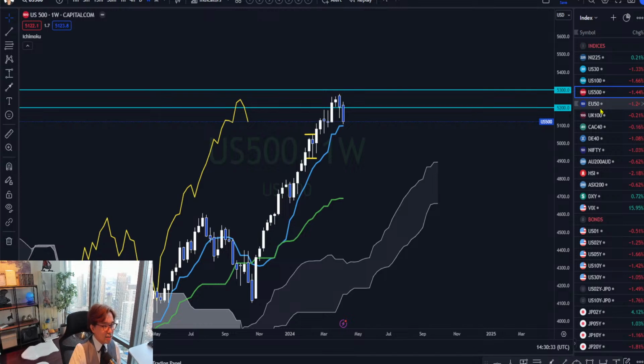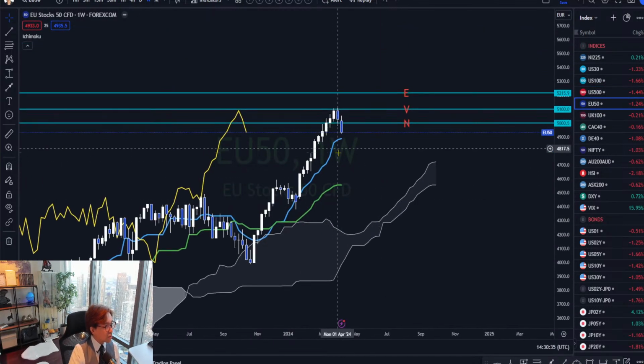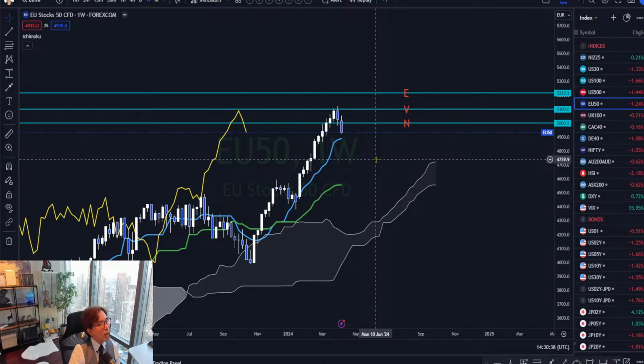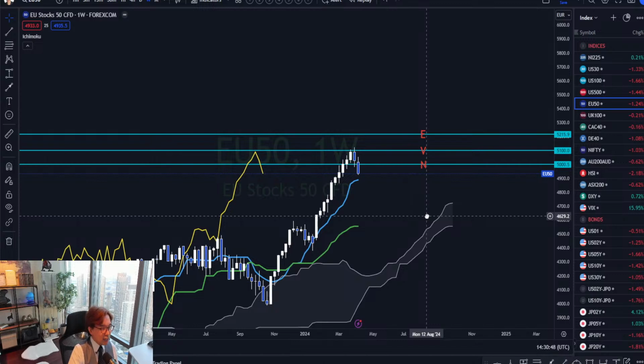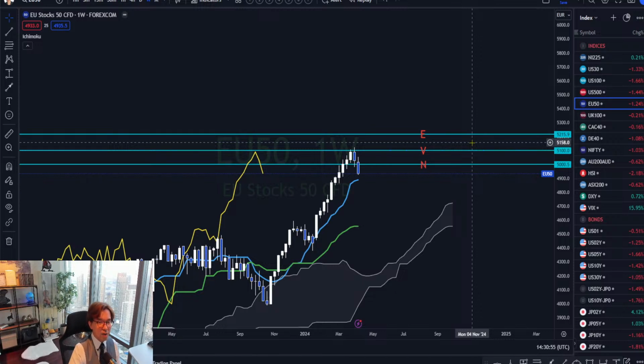Okay, next one is Euro stocks. Euro stocks is also bearish. It was bearish last week, but the price is above the Tenkan-sen still. So like I mentioned before, the price touched the Ichimoku price target of V. In this case, you can see that the V was exactly respected. It didn't reach E, but it touched the V target and now is retracing.